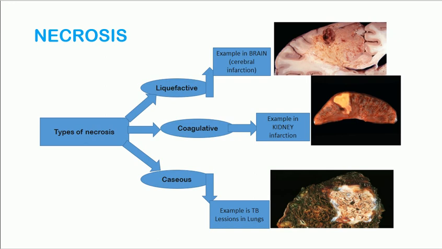Let's start with necrosis. Necrosis can be manifested by three main conditions: liquefactive, coagulative, and caseous necrosis. In liquefactive necrosis, liquefaction occurs in those organs that contain lipids, for example in the brain, after what we call a cerebral infarction.